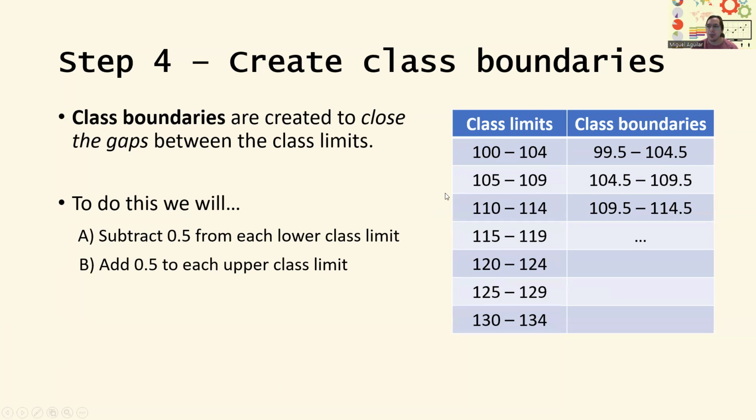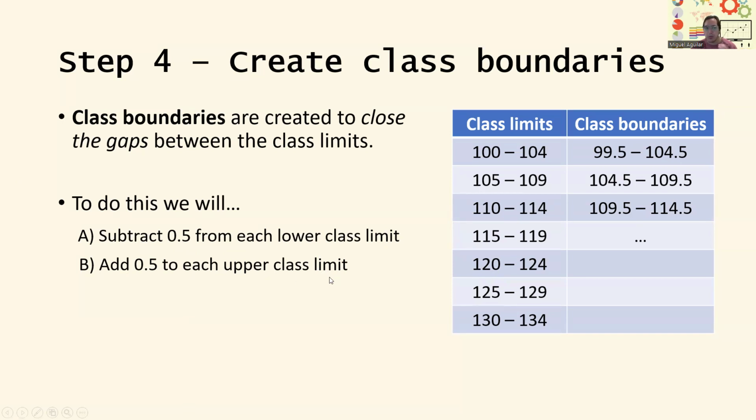And we want to make sure that we exhaust the space between the classes so that everything is covered. All of the possible measurement values, even the decimal numbers between the whole numbers, are covered by our classes. And that's what the class boundaries are doing. Okay, so to create our class boundaries, all we're going to do is subtract 0.5 from each of the lower class limits and add 0.5 to each of the upper class limits.